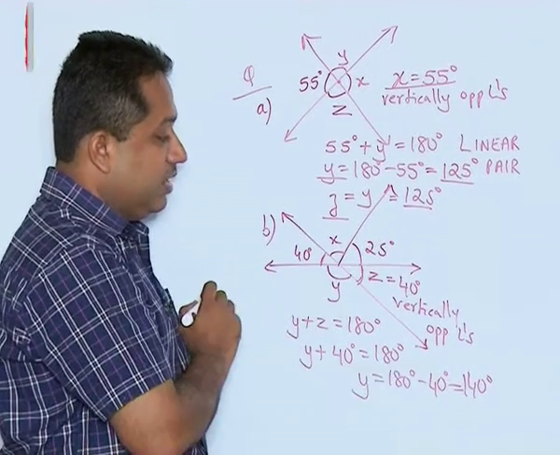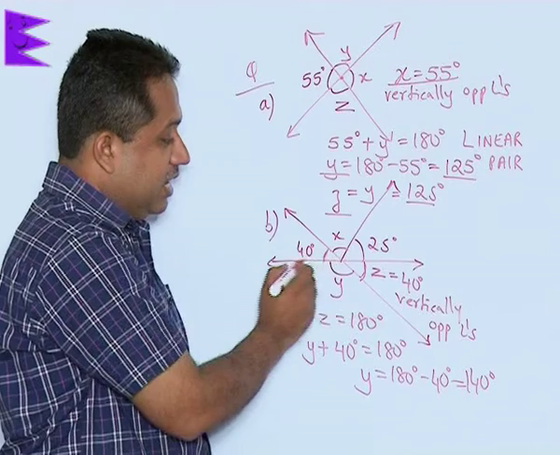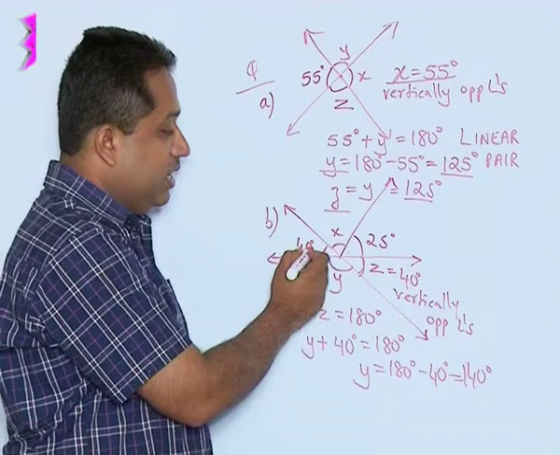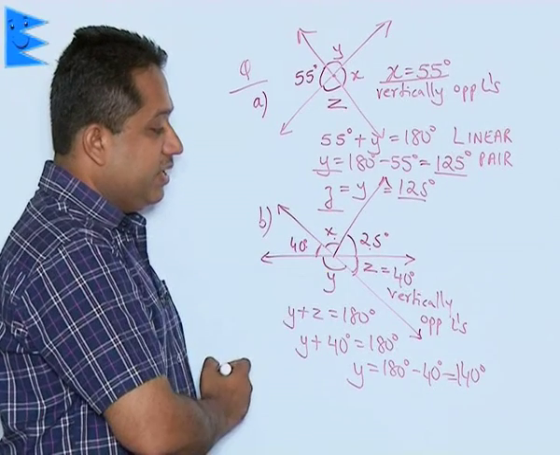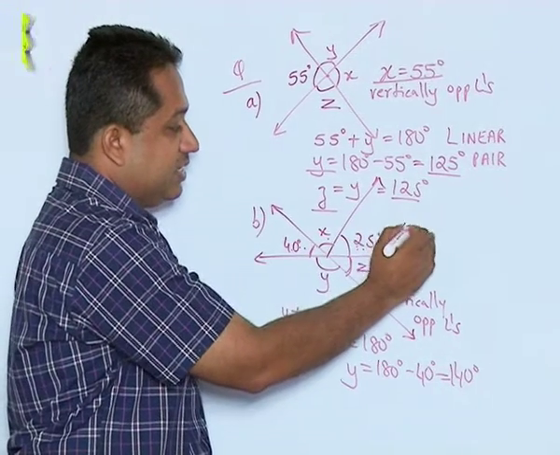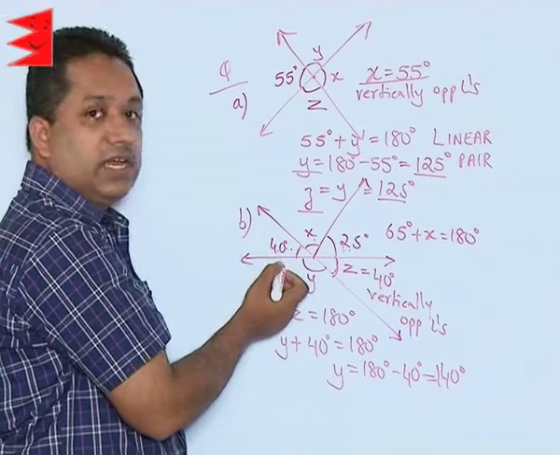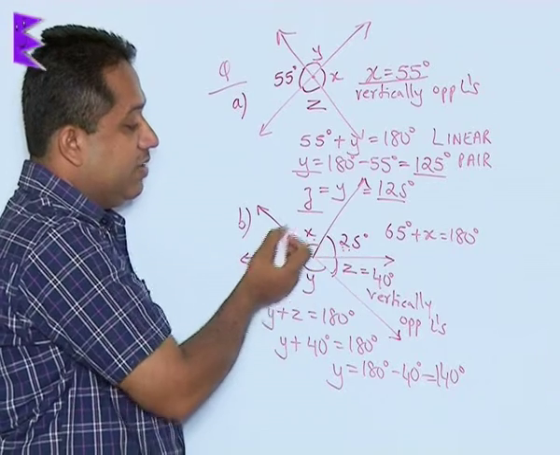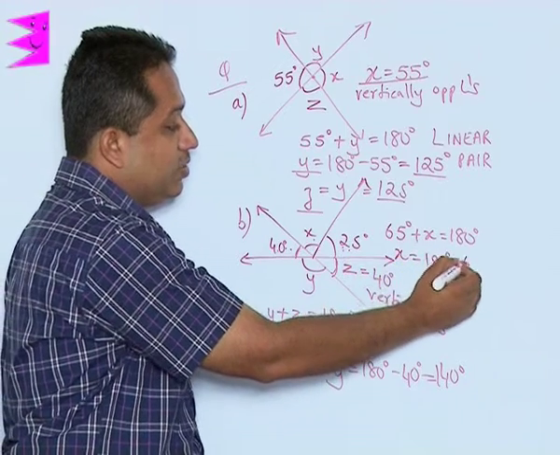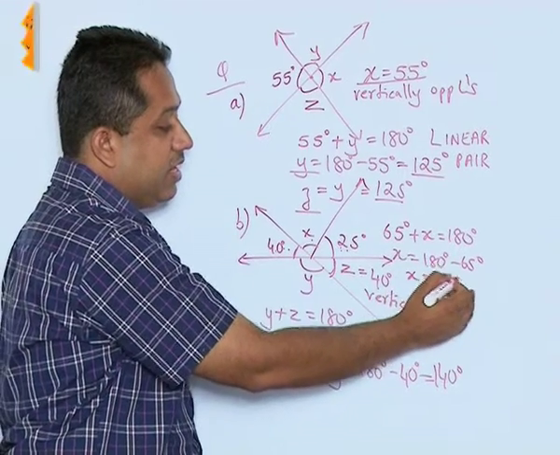So x can be found out again by using another property, that is, this is a straight line and the total of angles lying on a straight line is 180 degrees. So we can say that 40 plus x plus 25 is 180 degrees. So 40 and 25 is already giving me a total of 65. So here we can say that 65 plus x is 180. The property here that we are using is that angles lying on a straight line will give us a total of 180 degrees. So x therefore will be 180 minus 65, and when we subtract this, we are going to get 115 degrees.